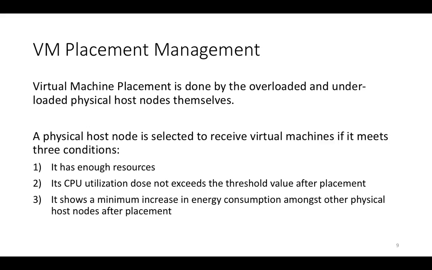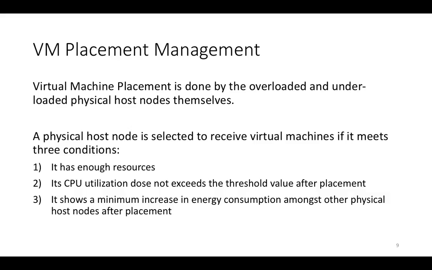In VM placement management, a physical host node has to migrate virtual machines away from itself to other physical host nodes whenever it is overloaded or underloaded. In underloading situations, a physical host node has to migrate all the virtual machines away from itself, while in overloading situations, the migration will continue until the CPU utilization of the host node falls below the threshold value. Virtual machine placement is done by the overloaded and underloaded physical host nodes themselves.